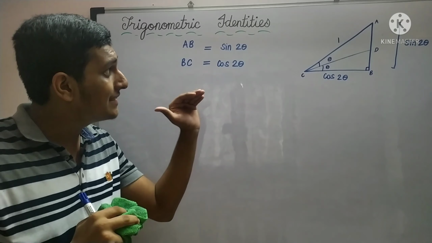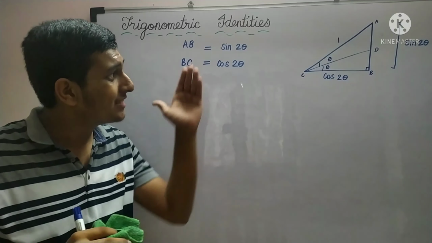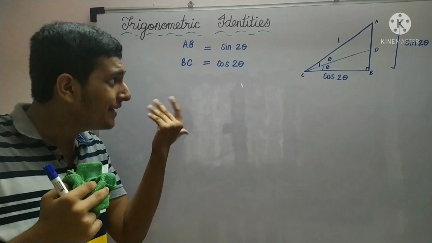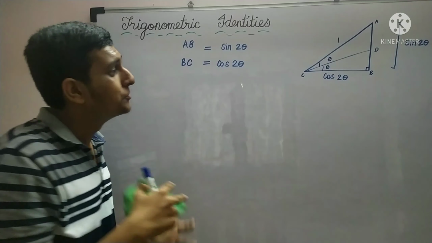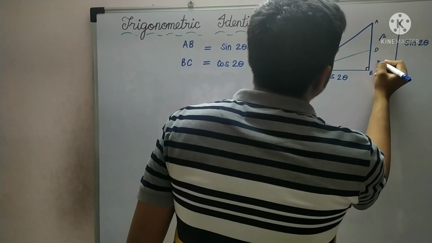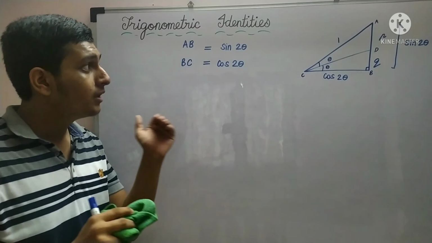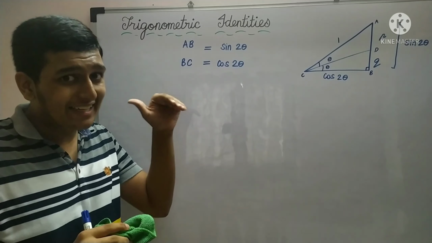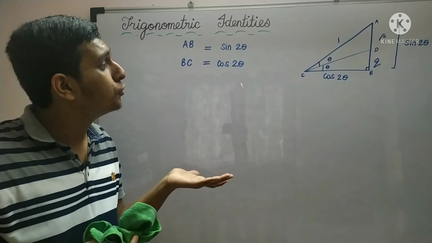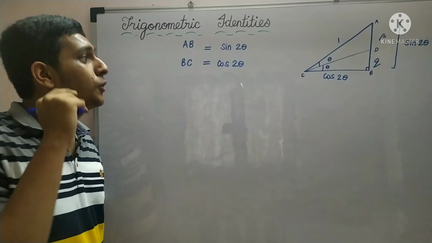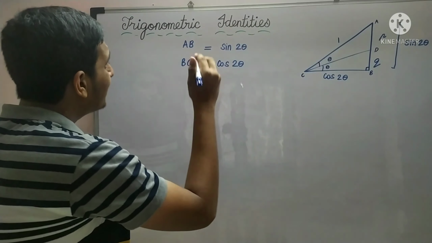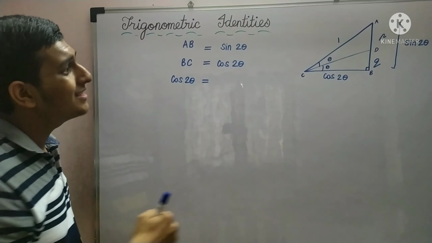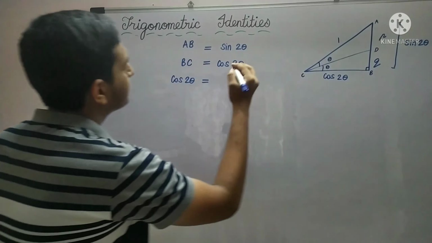Notice that CD splits AB into two parts, AD and DB. For convenience, let me call the top P and the bottom will be named Q. CD not only splits AB into two parts, it also bisects angle ACB, allowing us to use the angle bisector theorem to state that cos 2 theta by 1, which is cos 2 theta, is equal to Q upon P.